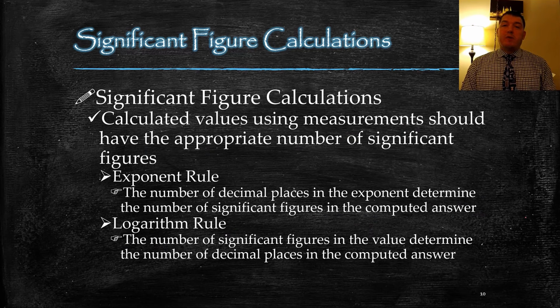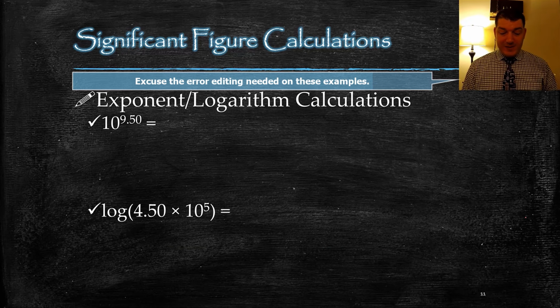When you're using exponents or logarithms, it's a slightly strange rule. So when we have an exponent that uses a measured value, we actually look at the number of decimal places in the exponent. However many decimal places are in the exponent will tell us how many significant figures our answer should have. The number of decimal places in the exponent determines how many significant figures there will be in the computed answer. Here we see 10 to 9.50. Students might ask, when would you have a measured exponent? Again, not very common in physics, but in chemistry, let's say you're measuring the pH. If you were measuring the pH as 9.50, then that would determine the number of significant figures in your answer.